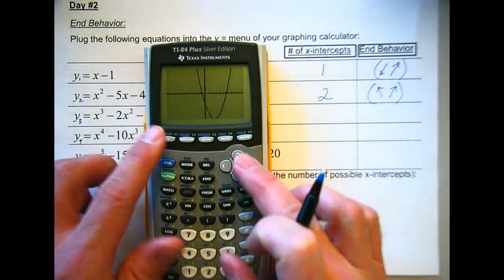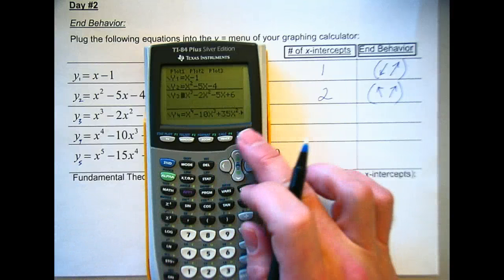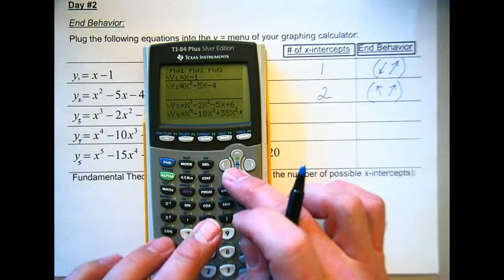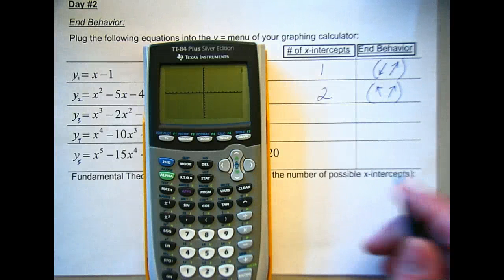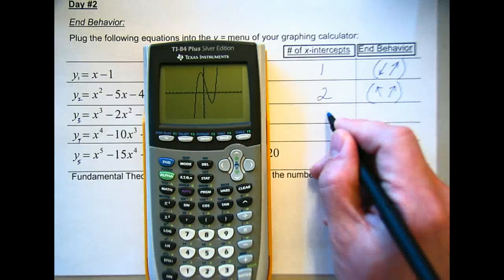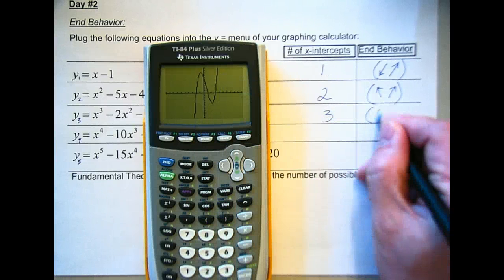Next one, for 3. Again, we turn that one off, turn that one on. And once again, it did not turn on. Okay. Looks like it crosses the x-axis how many times? 3. It starts down, ends up, down, up.